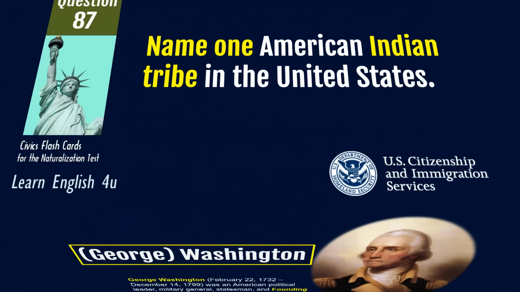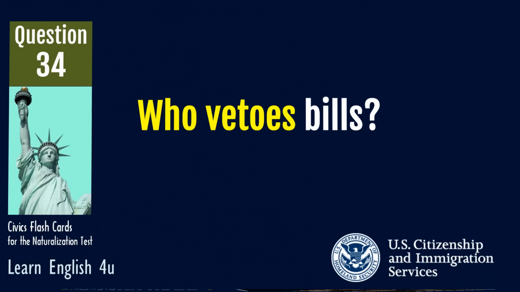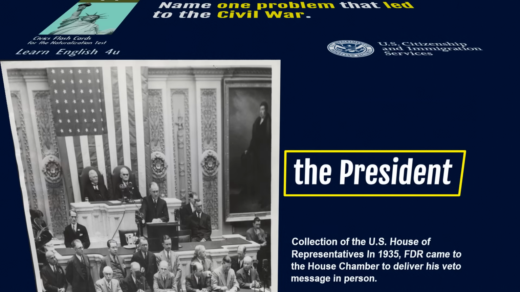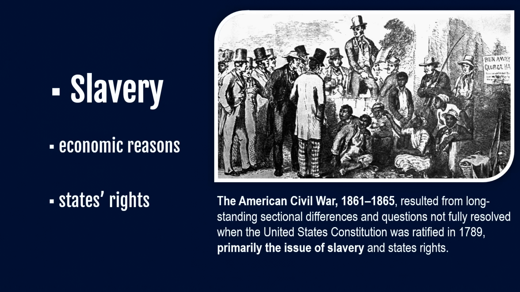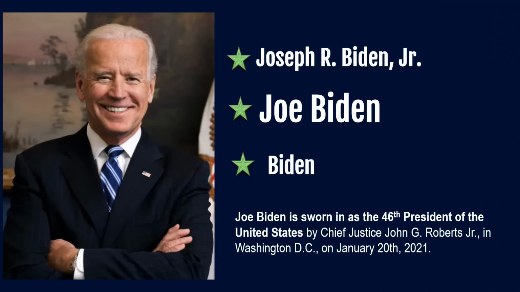Name one American Indian tribe in the United States. Cherokee. Who vetoes bills? The president. Name one problem that led to the Civil War. Slavery. What is the name of the President of the United States now? Joe Biden.